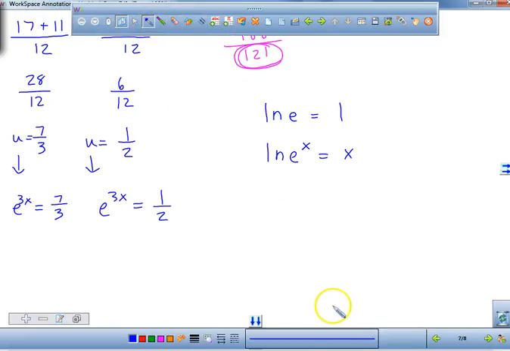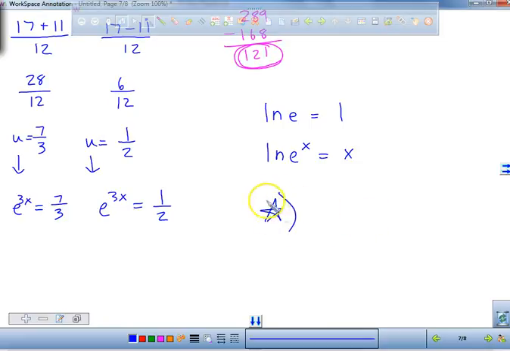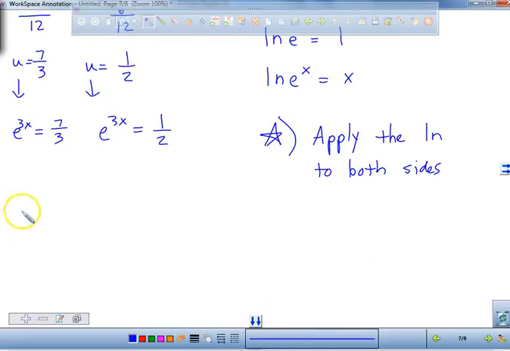All right, so what we're going to do next is a big step right here. I realize we didn't do it step by step, Jay, I apologize. But here's your biggest step. At the very end, apply the natural log to both sides. So we're going to apply the natural log to both sides. So here's what you're going to see. You're going to see the natural log of e to the power of 3x equals the natural log of 7/3.